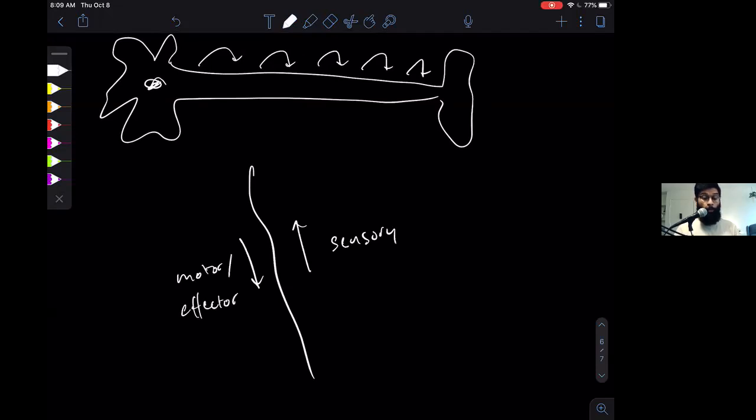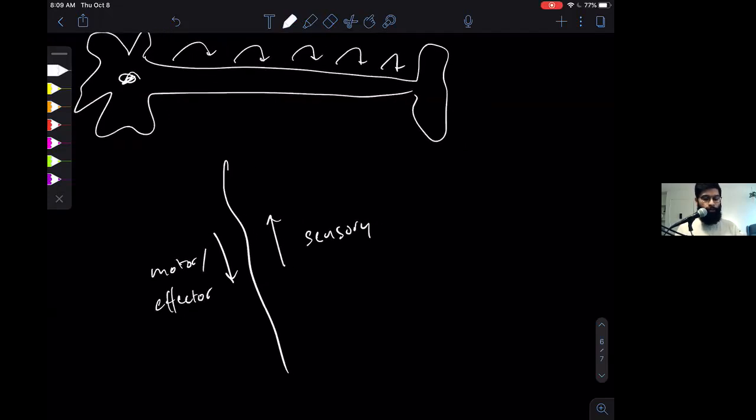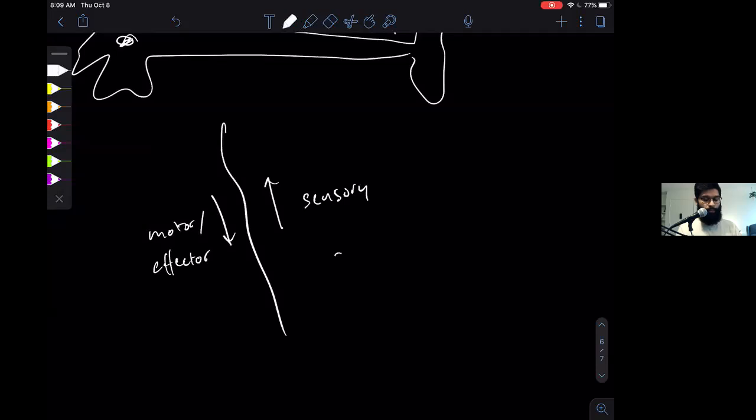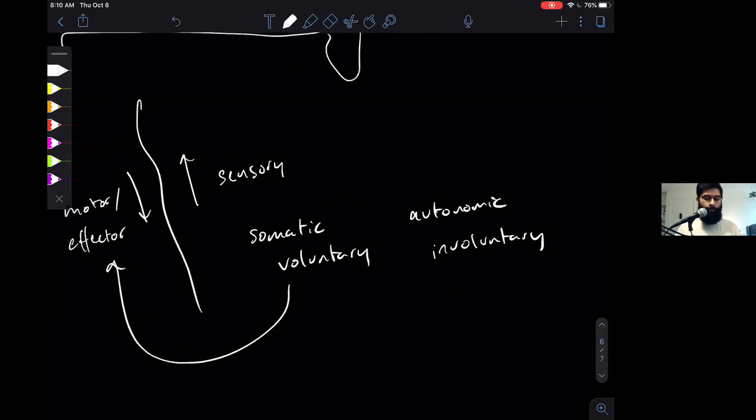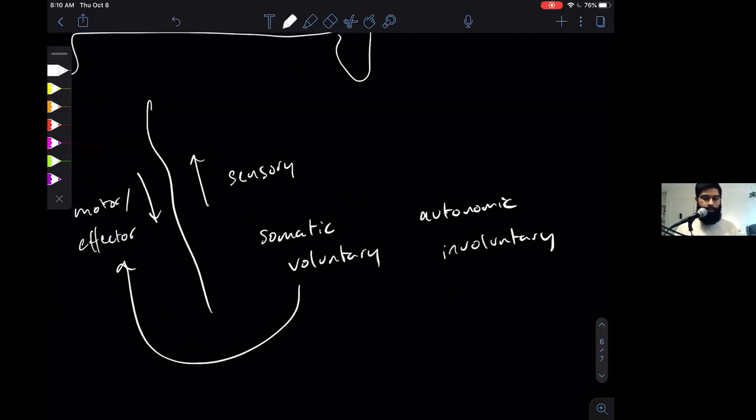This can also do both, okay? It doesn't necessarily have to do just one of those, and it can do it in both ways. It can also do somatic, which means voluntary, and so this is usually skeletal muscle. Or it can do autonomic, which means involuntary, which is all the stuff that you don't think about. One nerve can do all of these different things.